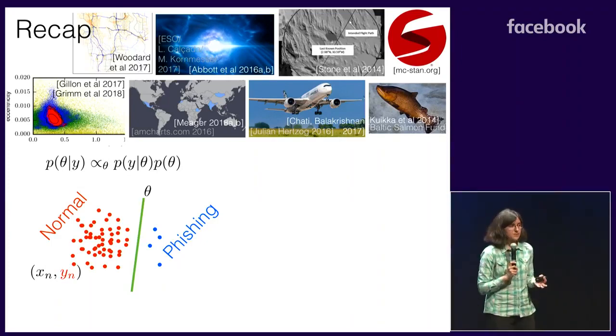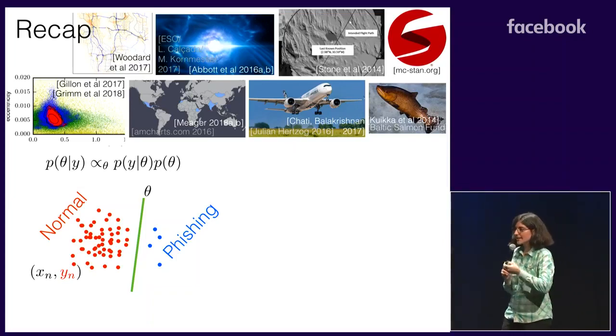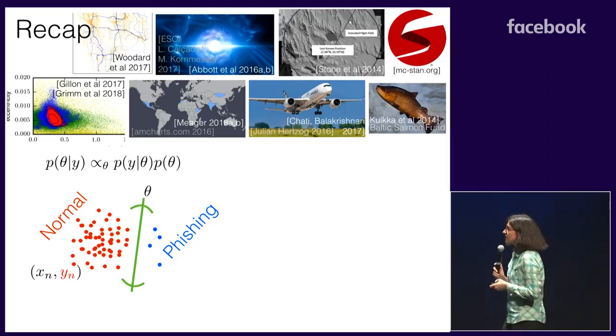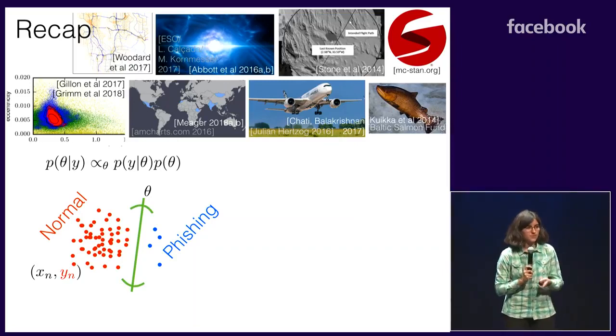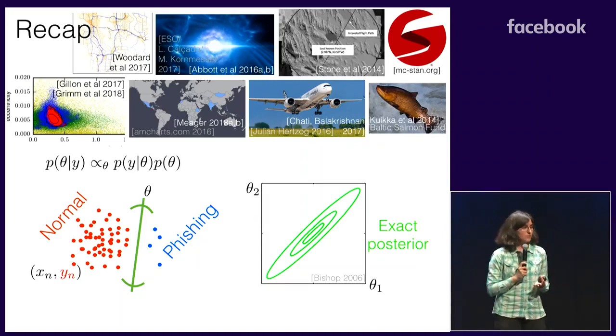And we want to find a classifier. So in this simple example, we're interested in a classifier. And because we're being Bayesian here, we're not just going to get a point estimate. We're going to get a whole distribution. In this case, it's two-dimensional. We can actually write out that exact posterior. We can draw it over here.